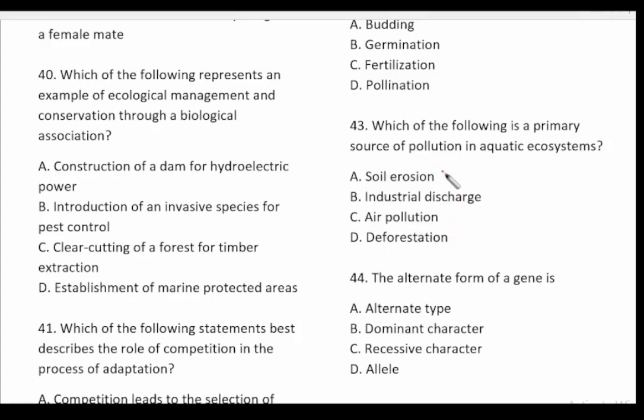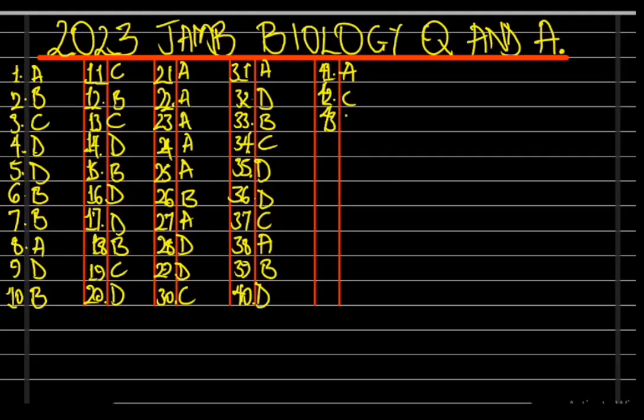Soil erosion will not necessarily result in aquatic pollution or water pollution. Air pollution cannot result in water pollution. And deforestation, cutting down or logging of a forest, also cannot result in water pollution. But when industrial discharge, chemical waste from industries, is emptied into water bodies, it can actually pollute the water body, thereby causing harm to aquatic life. So that is the answer to question 43, option B.